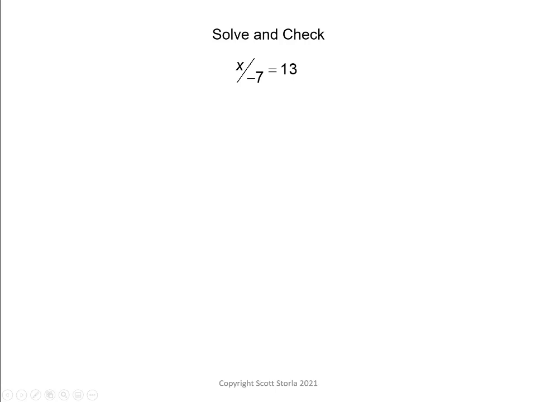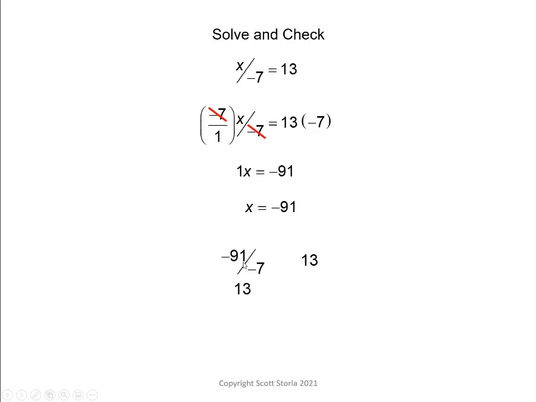How about here? This time I'm dividing by negative 7. The inverse would be to multiply by negative 7. I do that to both expressions. On the left, I can reduce the factors of negative 7 to a factor of positive 1. On the right, I multiply and I get negative 91. And then again, I can replace 1 times x simply with x and see that my answer is negative 91. I check my answer, and sure enough, I get the same value. So that's my solution.